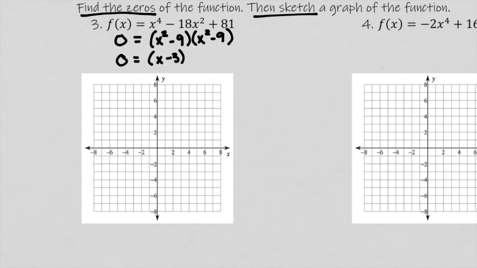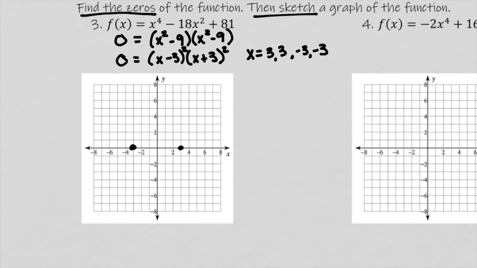So that is twice. But if I factor those more, x squared minus 9 is the same thing as saying x minus 3 times x plus 3. And since I have 2 of those, I need to square both of those. And that leaves me with the factors of 3 and 3, and negative 3 and negative 3. So my zeros are just 3 and negative 3.